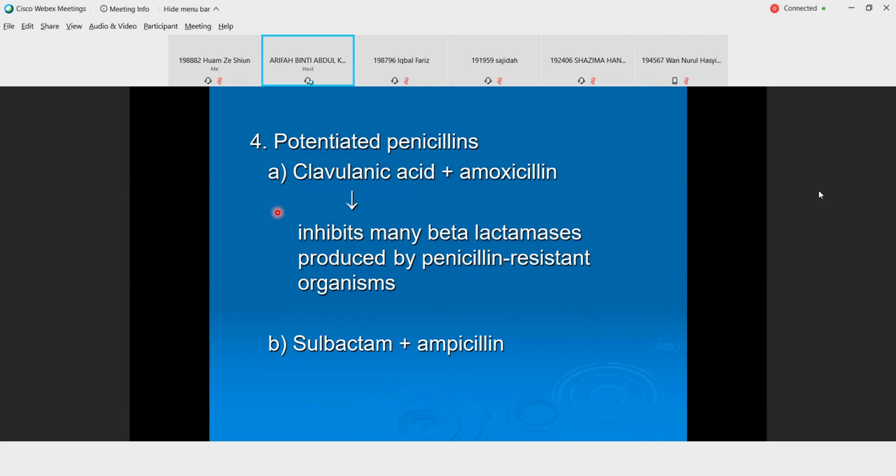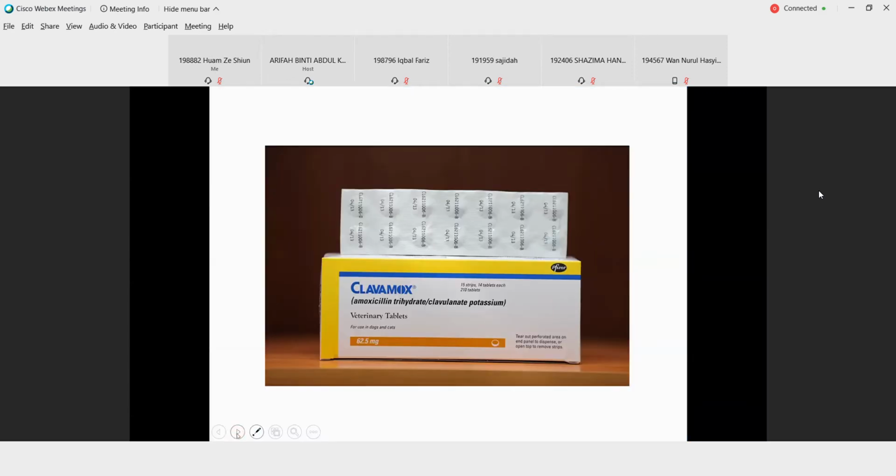It has different trade names such as Clavamox, Clavalox. It comes with different names, but the active ingredient is the same: clavulanic acid and amoxicillin. Clavamox, I just mentioned this now. I've shown this several times. So it's a very popular drug used in animals.